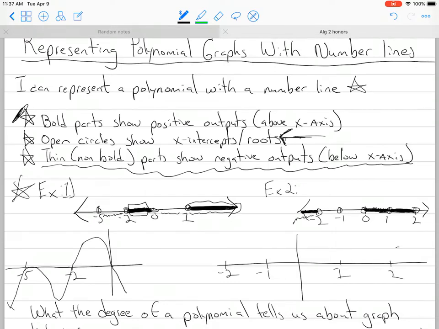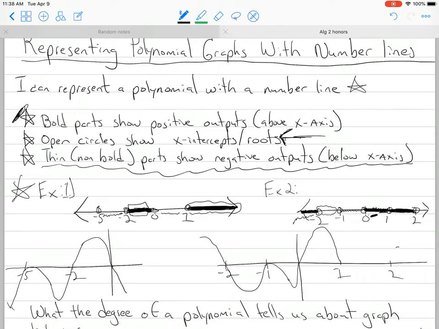All right, at -2, bold part shows me a positive. So I'm positive till I get to -2. This now shows me it's thin, so it shows me negative. So I'm negative at -2, and then I got to get back up to -1. At -1, past -1, this is thin, so it's still negative. So I got to stay negative until I get to 0. Because then at 0, it gets bold, which is happening right here. So on the other side of 0, it's bold and it needs to be positive, so it goes up.